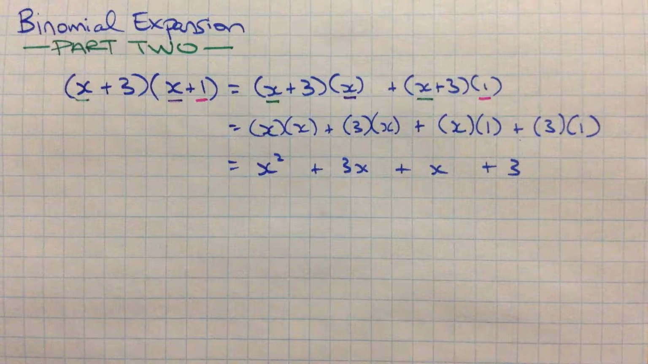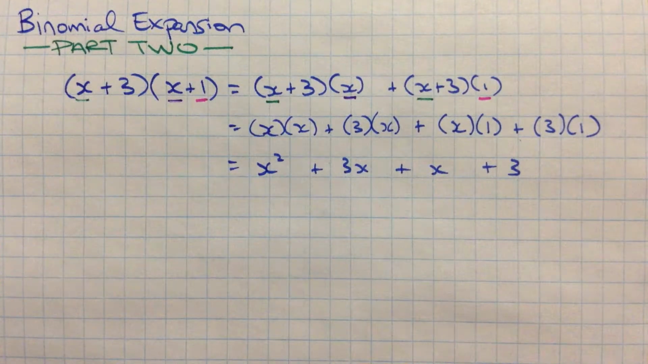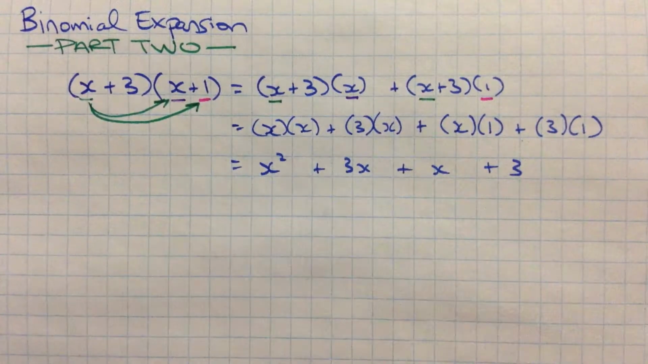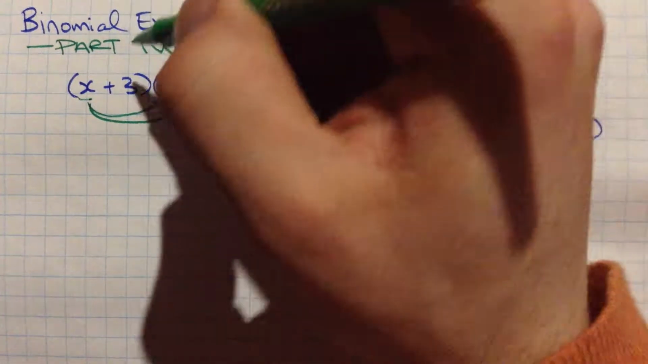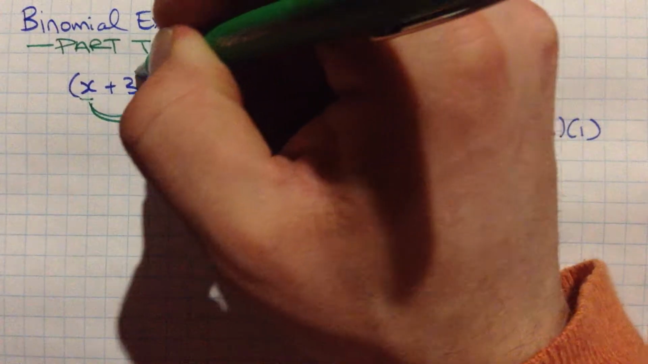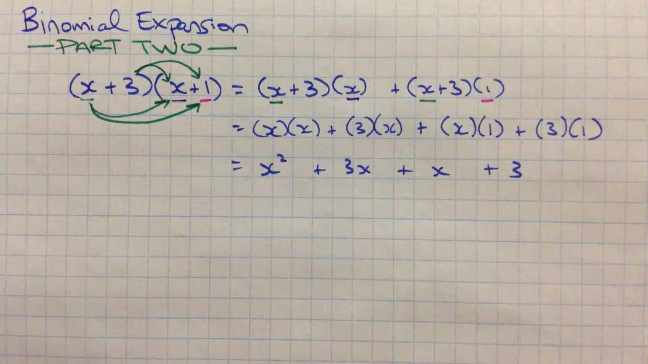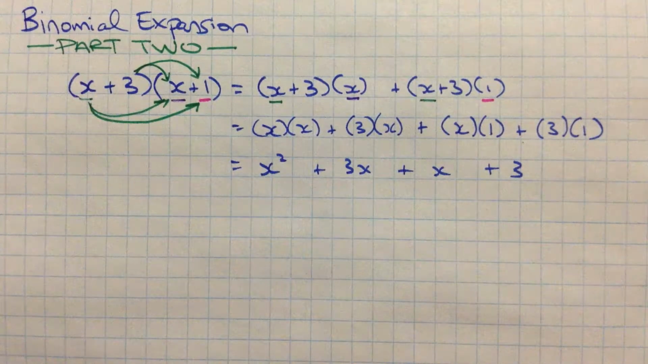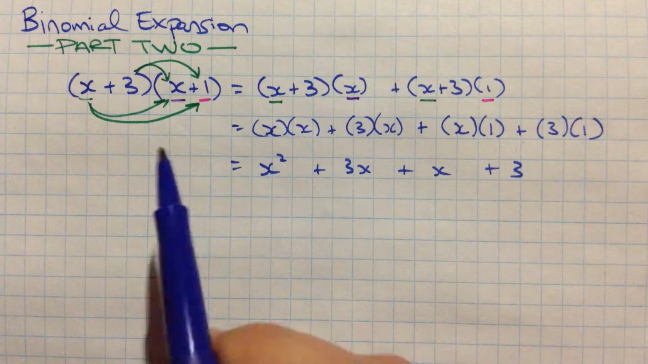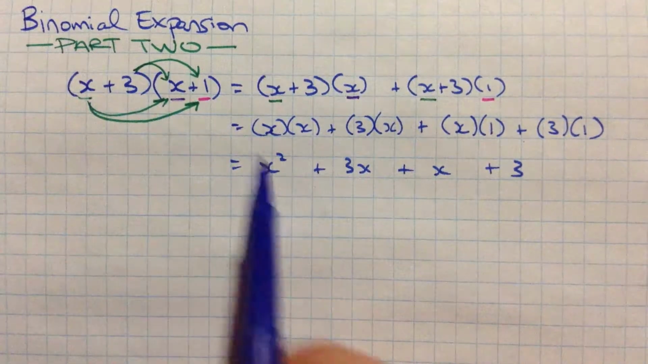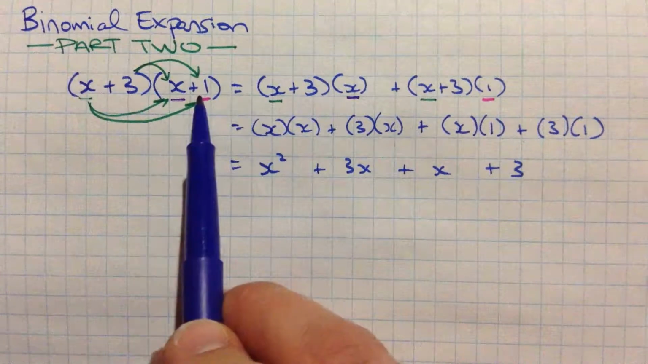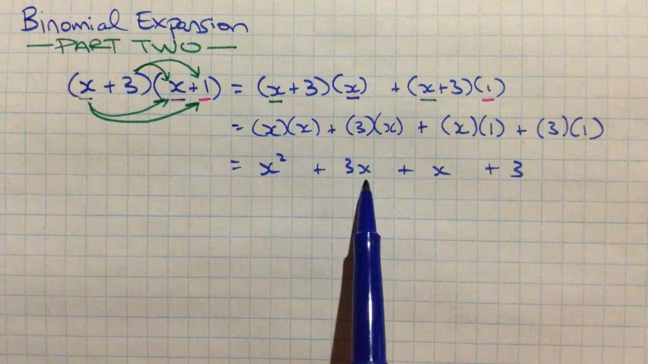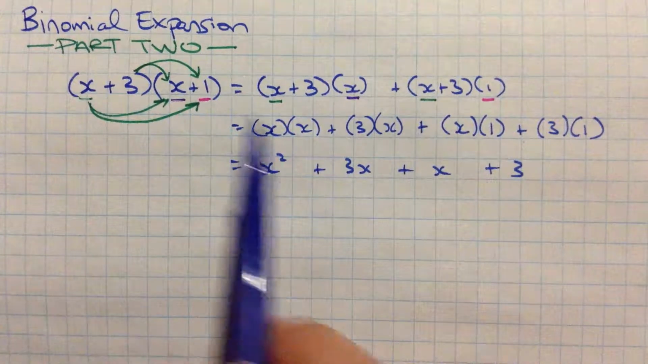So in the end, we're going to be multiplying x times x and x times 1, and we're also multiplying 3 times x and 3 times 1. So we notice that there are going to be those four products that happen when we multiply these two binomials together. And you can see that x times x is right here, x squared. X times 1 is over here, x. 3 times x is right here, 3x. And 3 times 1 is 3.